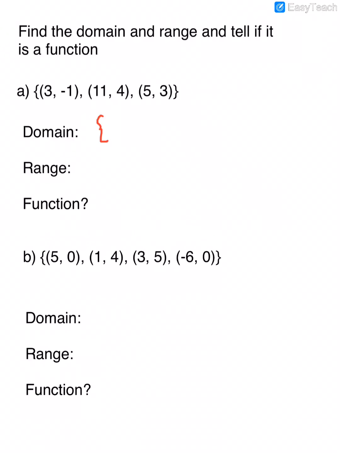So the domain are all of our x values, which in this case would be 3, 11, and 5. And then the range are all of the y values. Again, we use the braces or the squiggly brackets. And in this case, it would be -1, 4, and 3. Then it asks if it's a function. Well, if the x values are repeated, then it's not a function. If you'll notice, all the x values are different, so this is a function.